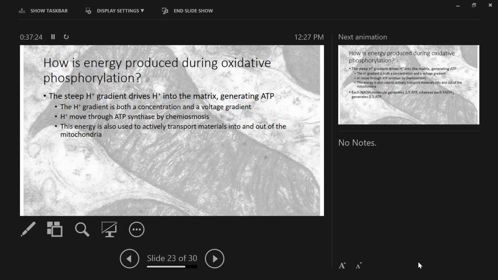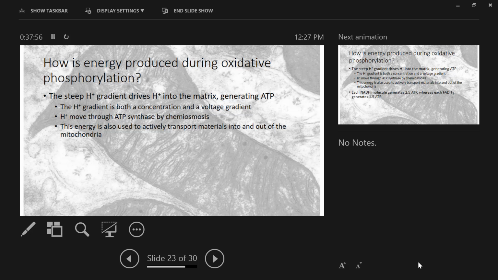If you start building up a steep gradient, think of it like taking a boulder and pushing it to the top of a cliff. Now you've set up a lot of potential energy. When that boulder's released, man, is it going to move. That's what we've done by pumping these hydrogen ions against their concentration gradient. We've set a boulder on a cliff, and when it's allowed to go, it's going to go fast. These hydrogen ions are going to go through ATP synthase, and as they do, they're going to fuel the production of ATP. Did I answer your question?